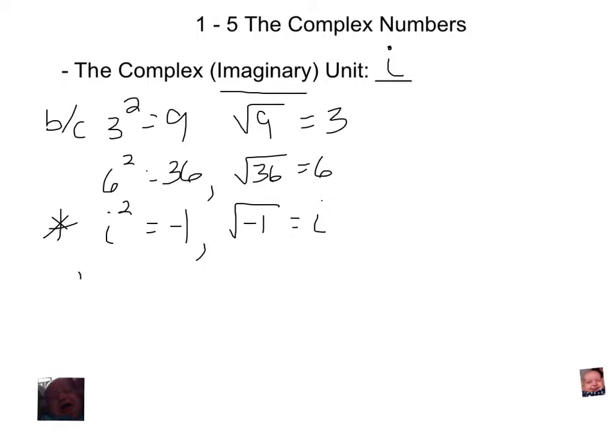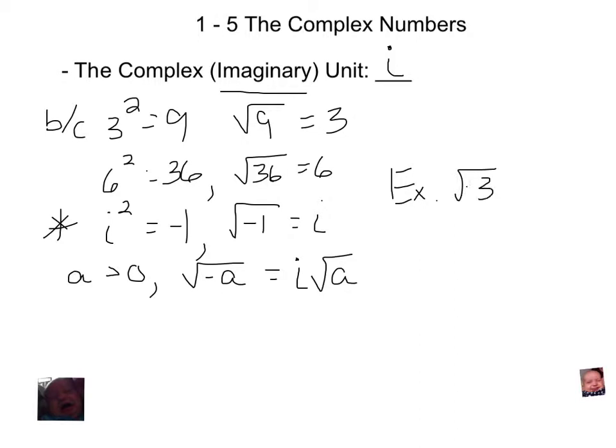Now, if a is some number that is positive, bigger than 0, then we say that the square root of -a is the same as pulling out the imaginary unit i: the negative comes out as i times the square root of a. For example, if you were to take the square root of -3, don't type it into your calculator, just recognize that the negative becomes the imaginary unit and you still have the square root of 3 on the inside.